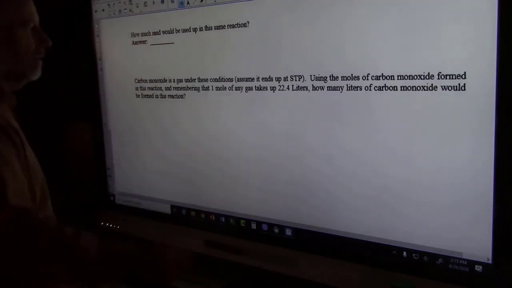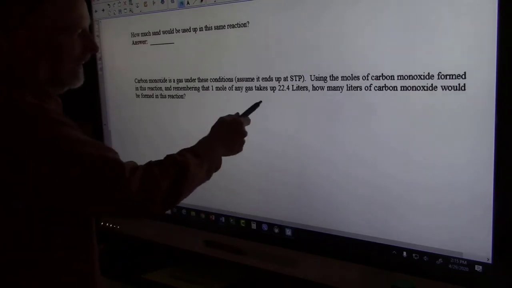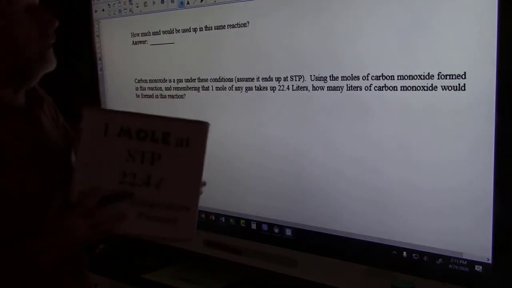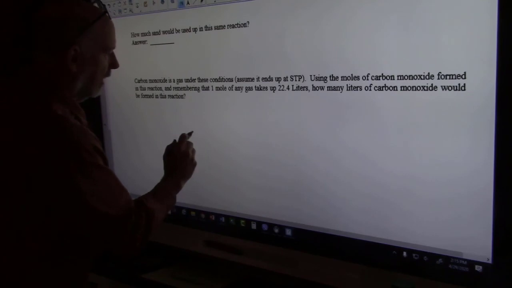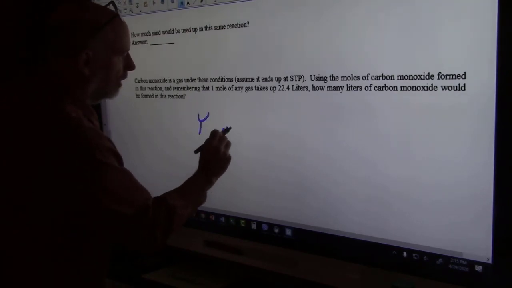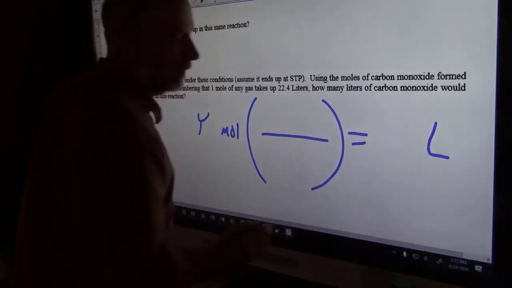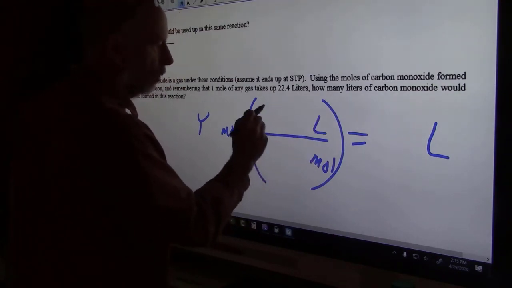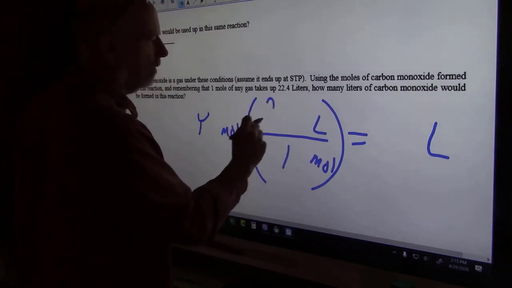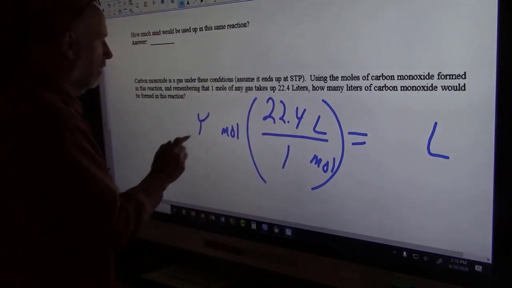Carbon monoxide is a gas under these conditions. Using the moles formed in this reaction, remember that 1 mole of any gas takes up 22.4 liters. So you'll have some number of moles of gas, I'm going to call it Y, and you want to get liters. Get rid of moles, cancel moles, get liters. 1 mole is, how big is a mole box? 22.4. We did this a long time ago. Cancel out. Take your number of moles.